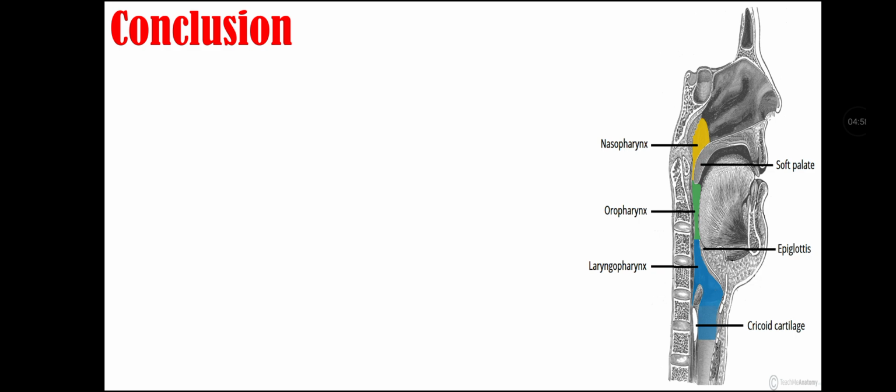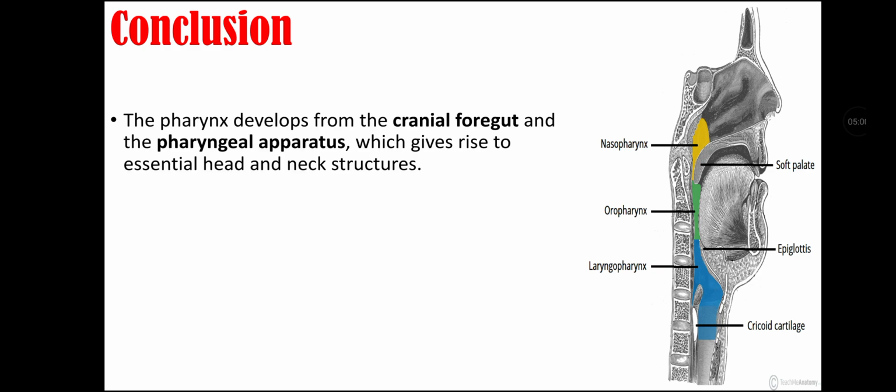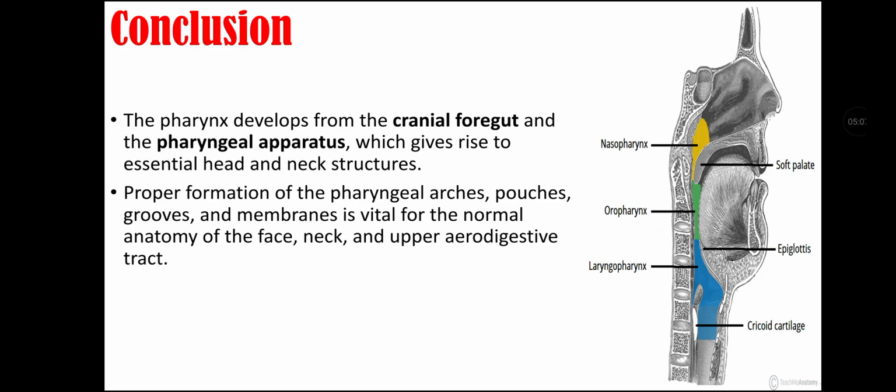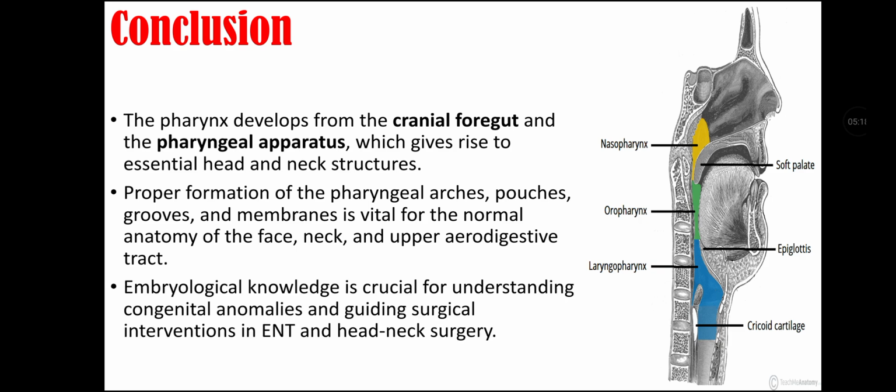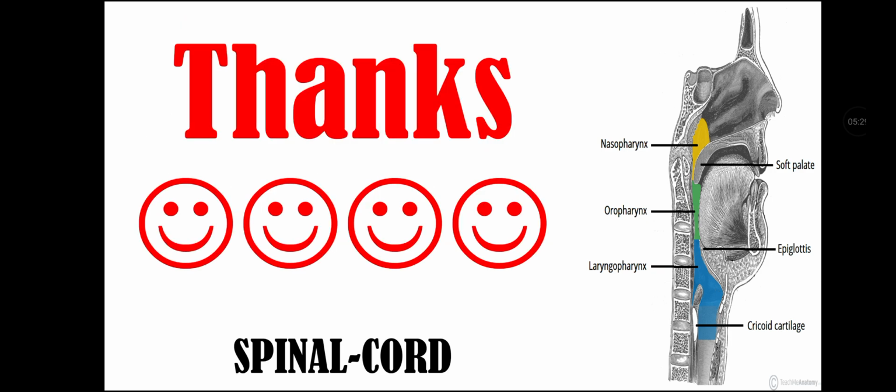Now let's talk about conclusion of this lecture video. Pharynx develops from cranial foregut and the pharyngeal apparatus, which gives rise to essential head and neck structures. Proper formation of pharyngeal arches, pouches, grooves, and membranes is vital for normal anatomy of face, neck, and upper respiratory and digestive system. Embryological knowledge is crucial for understanding congenital anomalies and guiding surgical intervention in ENT and head and neck surgery. And this was all about the development of pharynx.